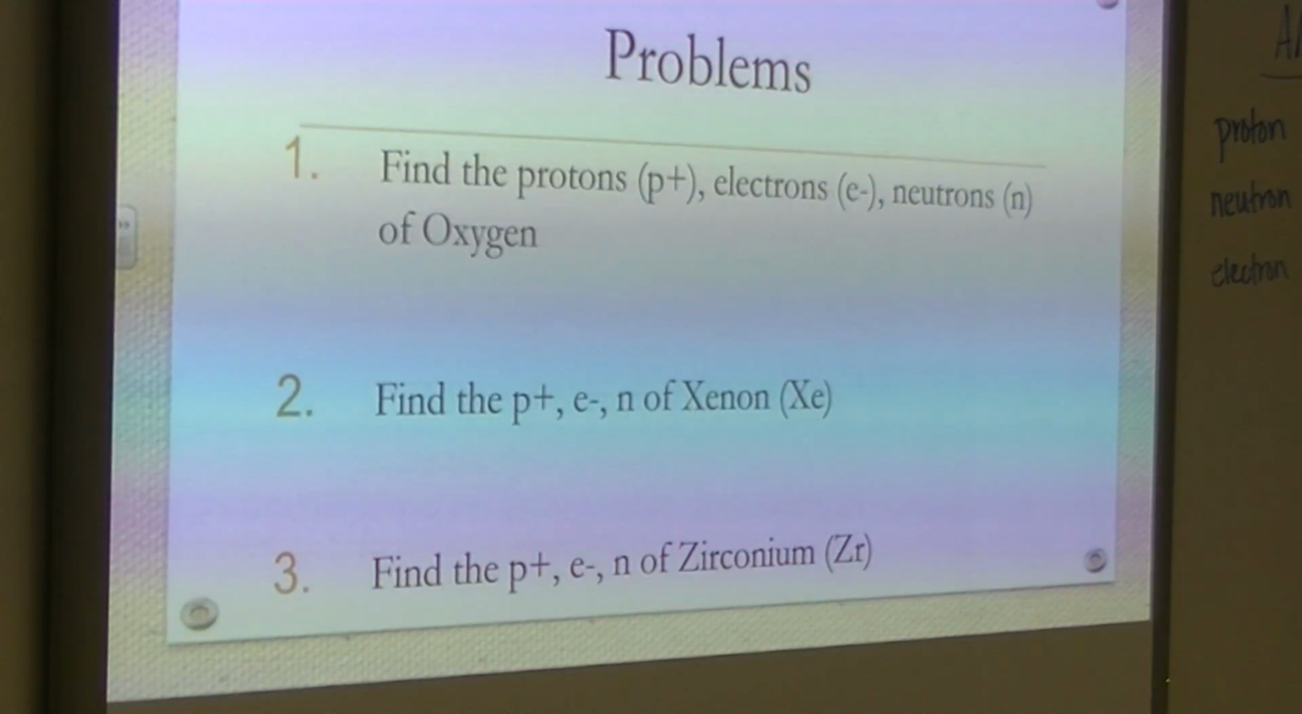I see. So you find the number of protons, electrons, neutrons. So how do I do that? Okay, number 2 is xenon, right? So that's over here. The top number is the number of protons and electrons. And then 131 minus 54 is your number of neutrons. Well, you just round it to the nearest whole number.